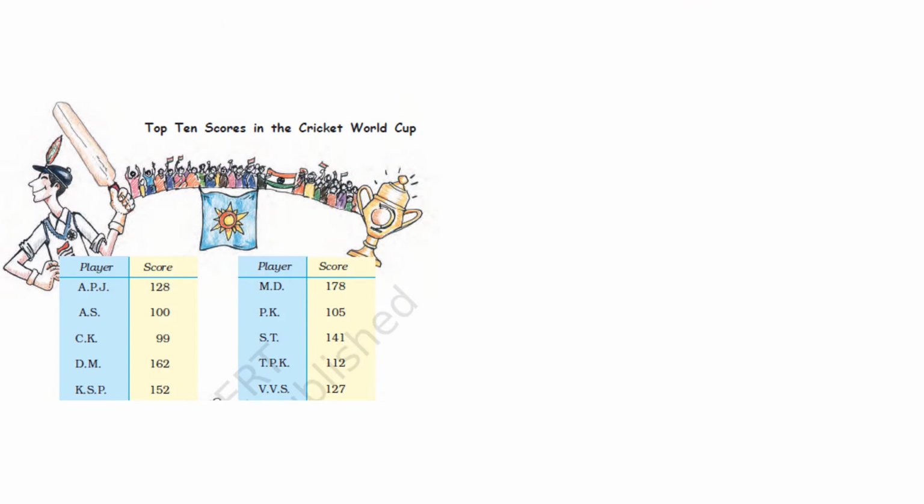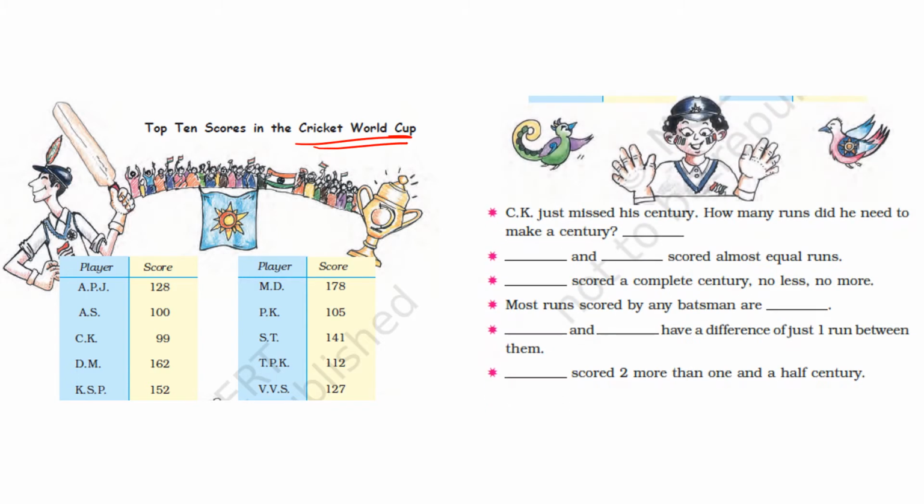So let us attempt this question together. We are given this information about 10 top scorers of the Cricket World Cup and we have to answer these questions related to the same. So CK is a player, he just missed his century. Century is 100 runs. We have to remember that. How many runs did he need to make a century? So CK actually made 99 runs. How many more does he need? 1 run more. Okay, so he needs 1 more run.